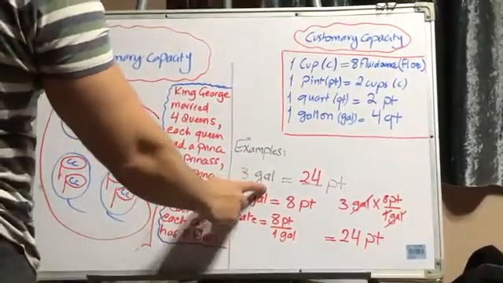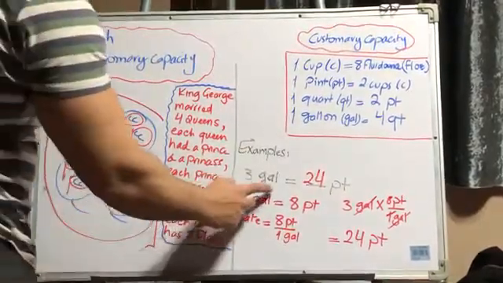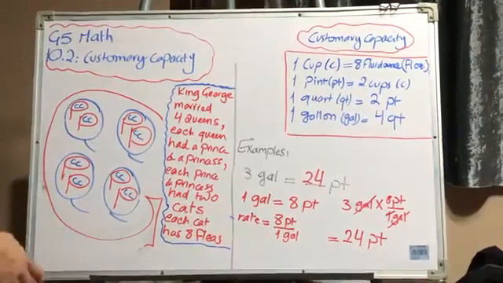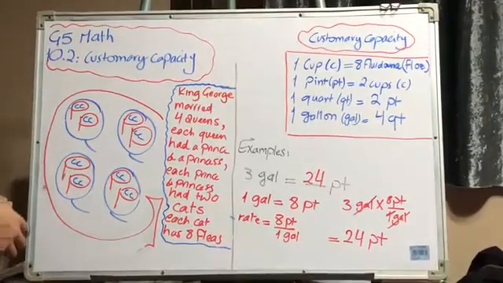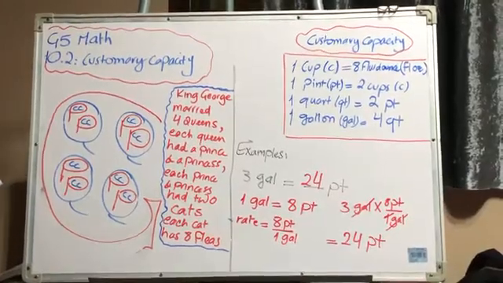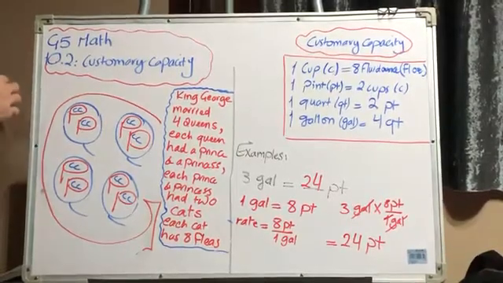Here I have 3 gallons equals how many pints? What's the relationship between a gallon and a pint? A gallon is King George. King George had 4 queens. Each queen gave birth to a prince and princess, so each queen has 2 P's. So it's 4 multiplied by 2.